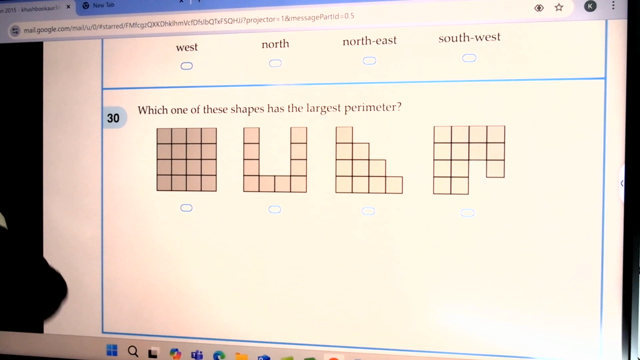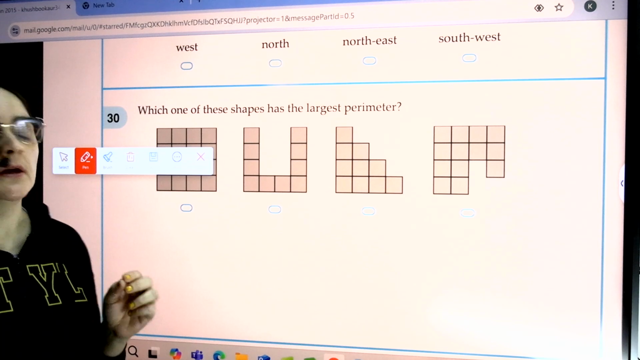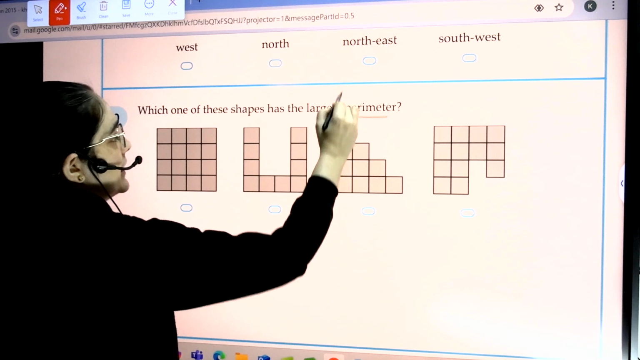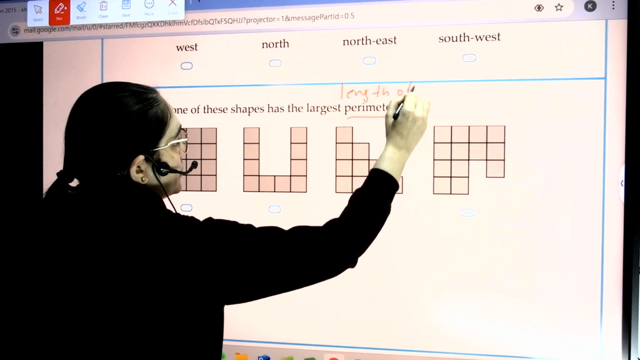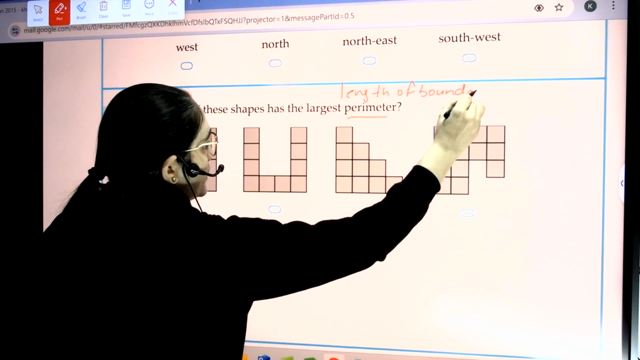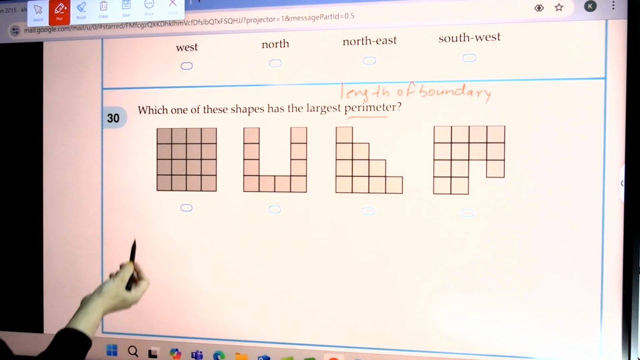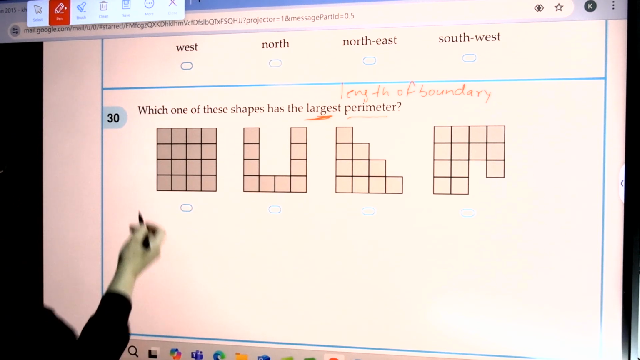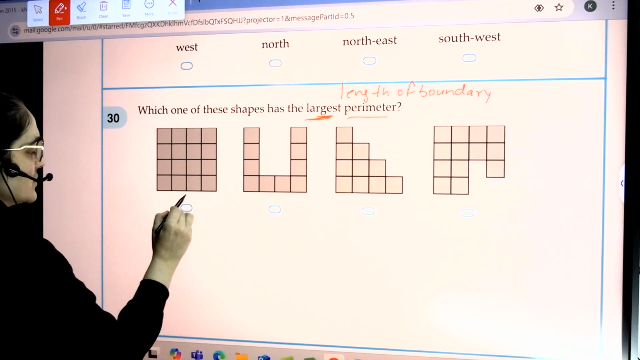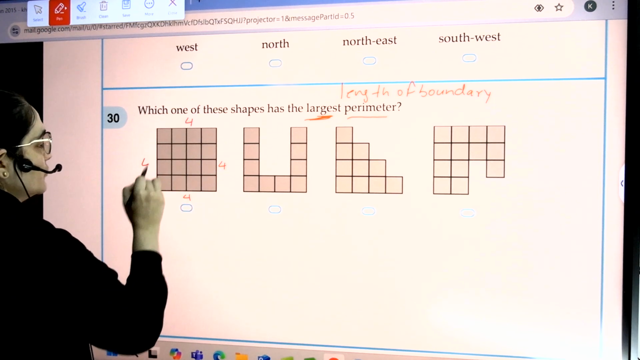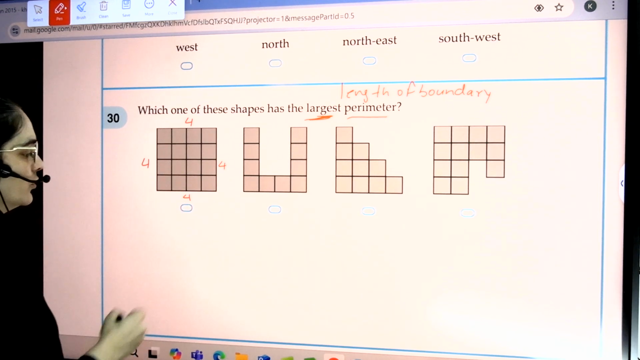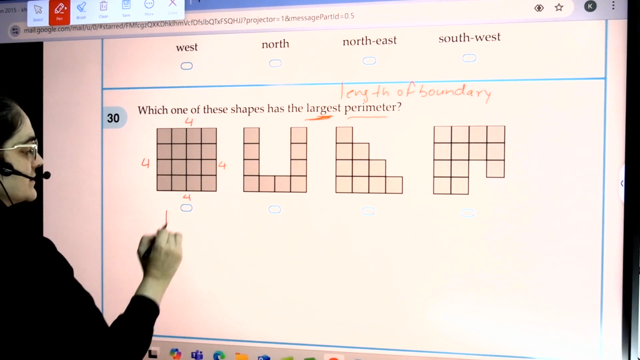Now the last question, which is question 30. Which one of these shapes has the largest perimeter? If you have done area perimeter lesson, you should know that the perimeter is about the length of boundary. Length of boundary. Okay. So let's see how long is the boundary and which one is the largest perimeter. That means largest boundary. Assuming each gap is 1 unit, so this is 4 plus 4 plus 4 plus 4, because see 1, 2, 3, 4. So this length is 4 and they are all 4, 4, 4. So the perimeter for the first one is 16.